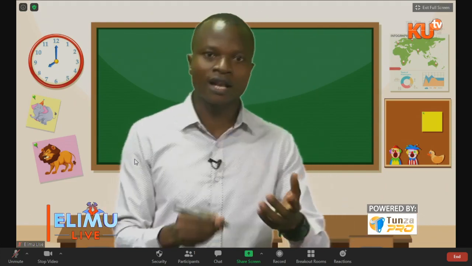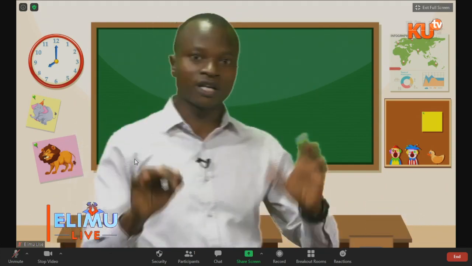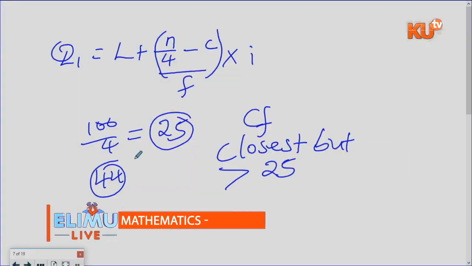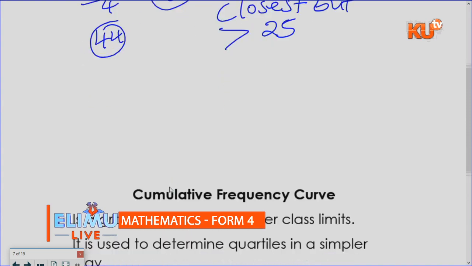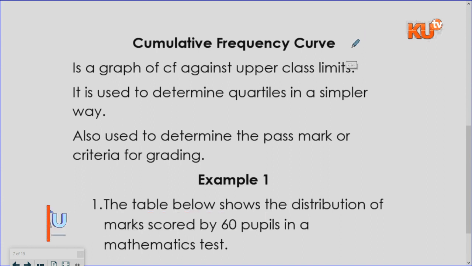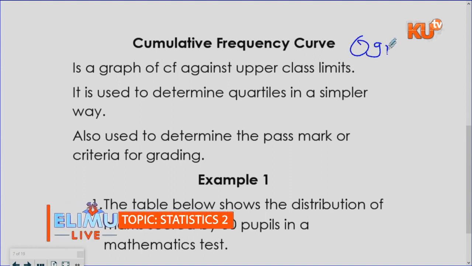Now, we want to look at another method of finding the same quartiles but using a graph. So you draw a graph, and this graph, we are calling it a cumulative frequency curve. A cumulative frequency curve is also called an ogive. If you went to a group of schools, you'll say ogive. So cumulative frequency curve, what is it? It's a graph of cumulative frequency against what?